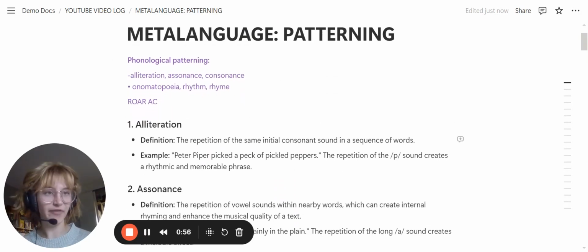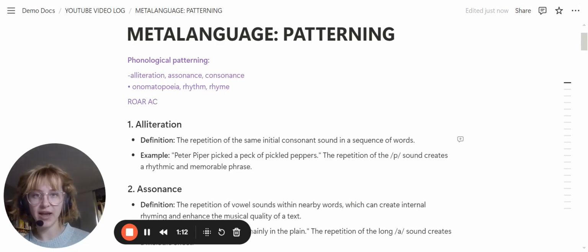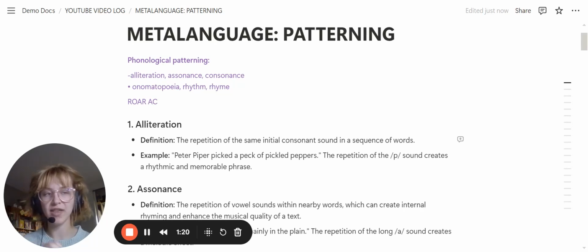It's just revision. If you're in year 12, you should all be pretty much aware of all of these by now, hopefully, as the time of recording is May. But it's super relevant to your short answer questions and your AC, and you need to be able to identify specifically different types of patterning, because there have been short answer questions in the past that have asked students to identify patterning within text or text A.